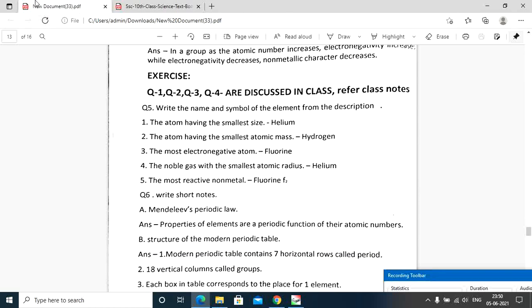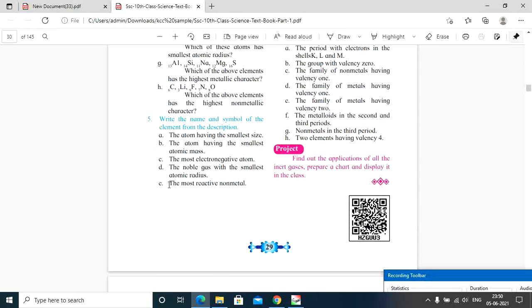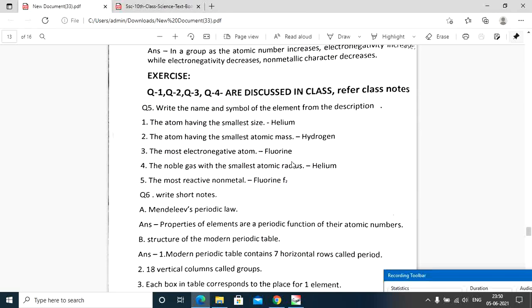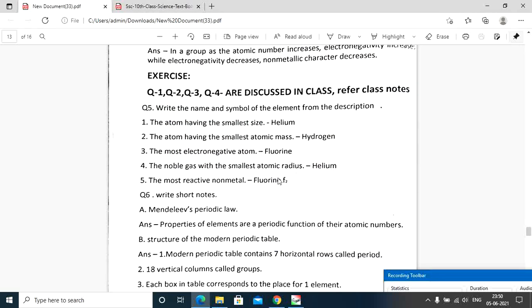Okay, so here it was metal or non-metal? Sorry, the most reactive non-metal. Non-metal is fluorine. Okay, I read it as metal. So the metals are potassium, sodium, but here the non-metal is fluorine.